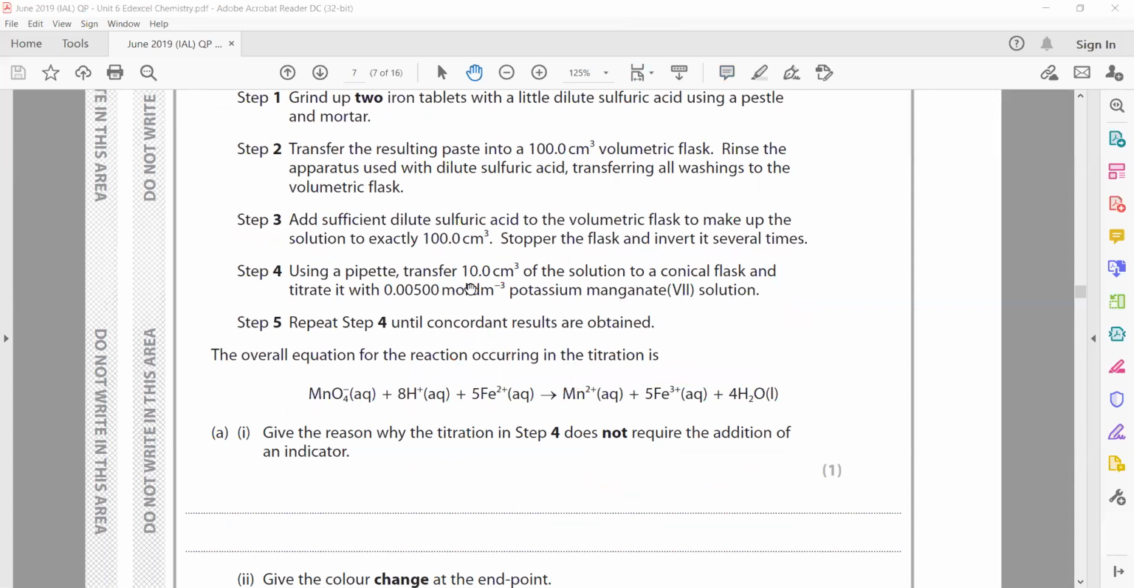So why do we not use an indicator here? This is a self-indicating reaction, because what happened? Manganese when it is +7 is purple and manganese when it is +2 is colorless. So this is a self-indicating titration in which the reagent itself shows a color change. The color change will be there at the end of the reaction, or endpoint. That's why we are not adding any indicator. This one is purple and Mn2+ is colorless.